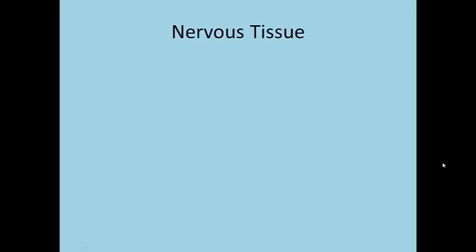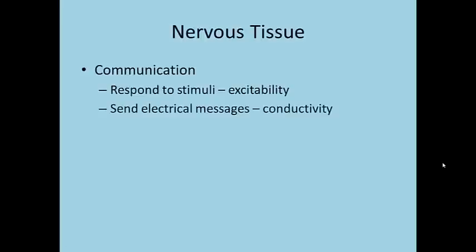Nervous tissue is the third tissue type we're going to talk about, and its primary job is going to be communication. It has two distinguishing features, which are excitability, or the ability to respond to a stimulus, as well as conductivity, which is the ability to send electrical messages.